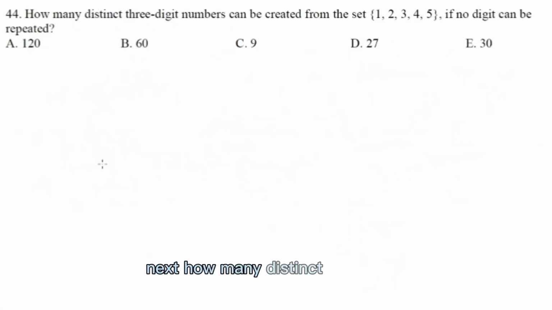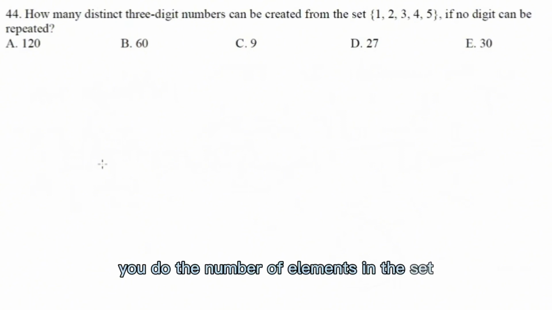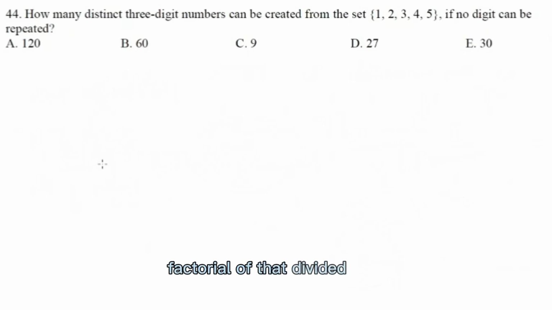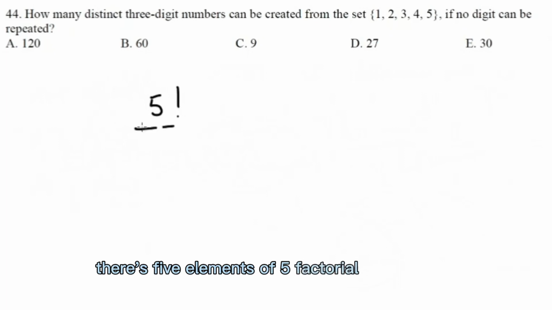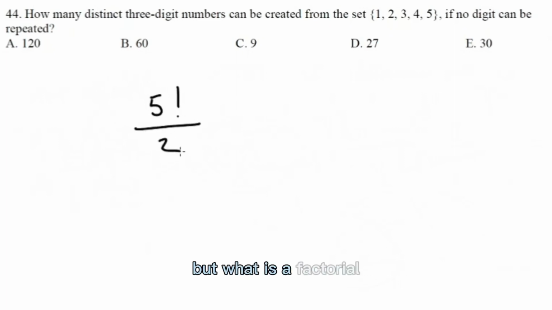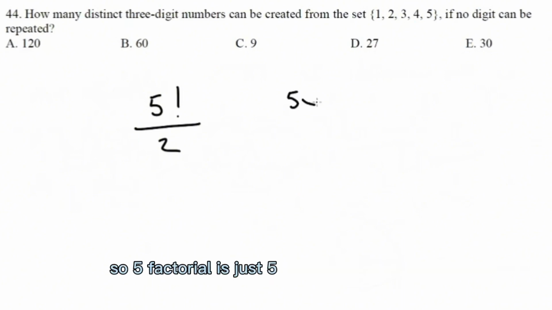Next, how many distinct 3-digit numbers can be created from the set 1, 2, 3, 4, 5 if no digit can be repeated? Alright, so the simple trick for this is you do the number of elements in the set factorial of that divided by 2. So that's pretty simple. There's 5 elements, so 5 factorial divided by 2. Well, what is a factorial? Well, a factorial is just you're multiplying the number by every number before it. So 5 factorial is just 5 times 4 times 3 times 2 times 1.